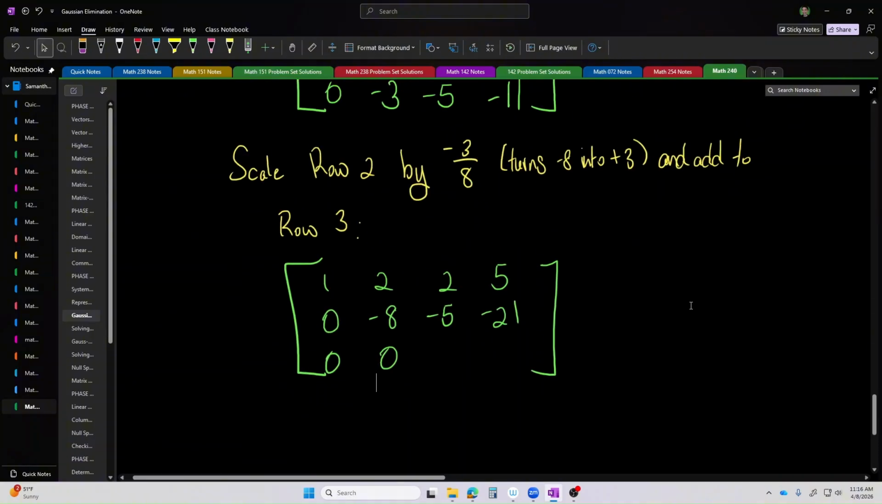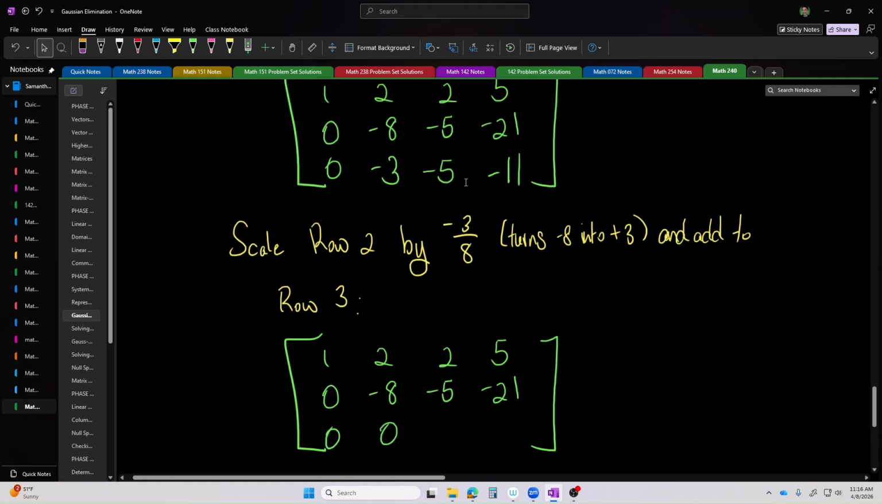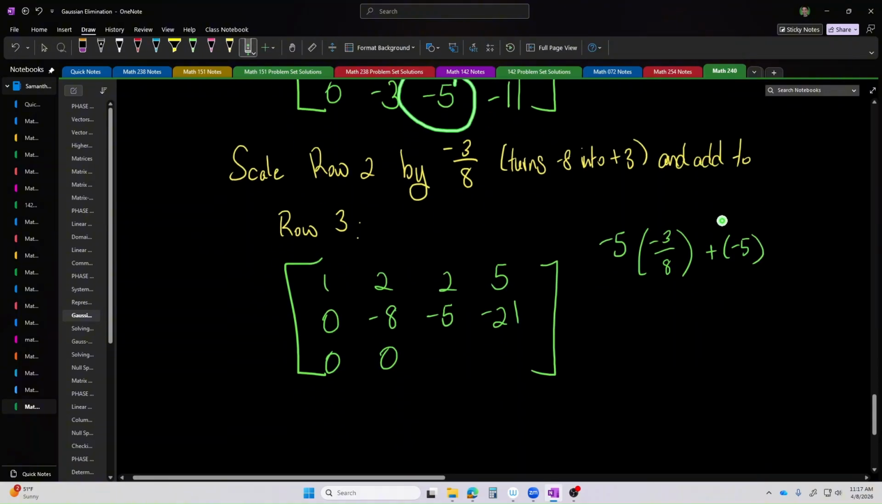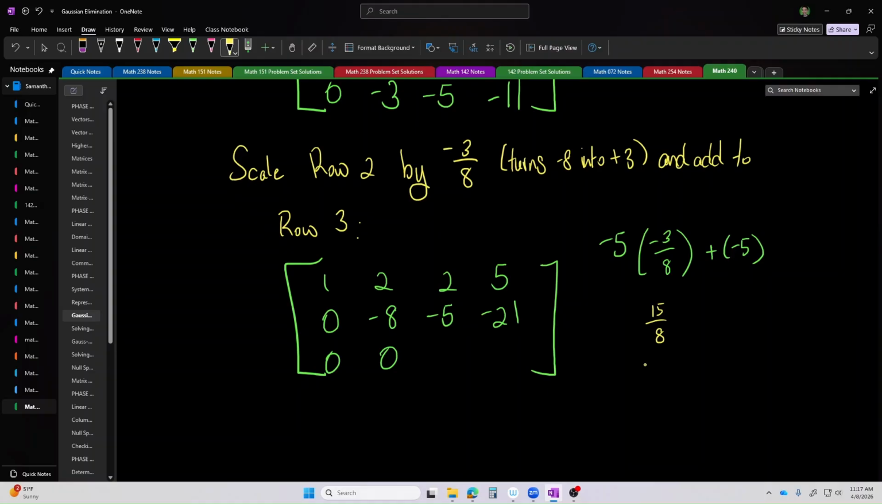So the real challenge in terms of the arithmetic is going to be these last two entries. I'm going to have to take the -5 from row number 2, multiply it by negative 3/8, and then combine that with the -5 that is here in the third row. So when I perform that action, I get 15/8 minus 40/8, giving them a common denominator. So this is -25/8 if I've got that arithmetic right. So this would be the entry that ends up in this position.